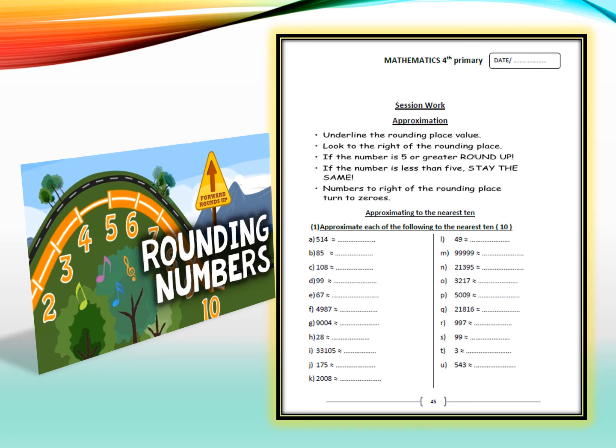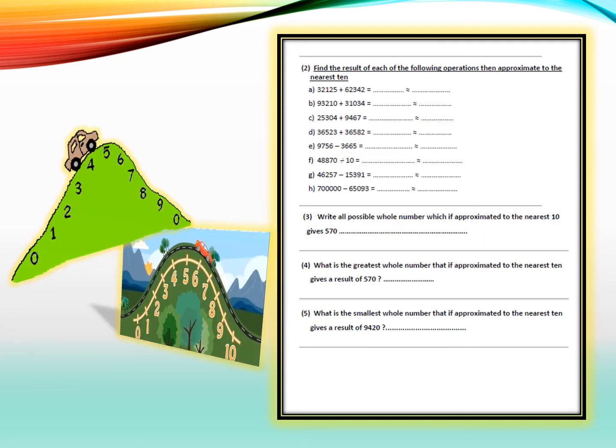The remaining exercise will be homework. If I want to make approximation to the nearest 10, but they give me an example with a plus, first we must make the addition, and then I will make the approximation. If I make addition, I will start from units. So 5 plus 2 equals 7.